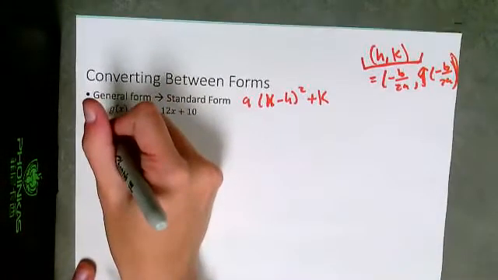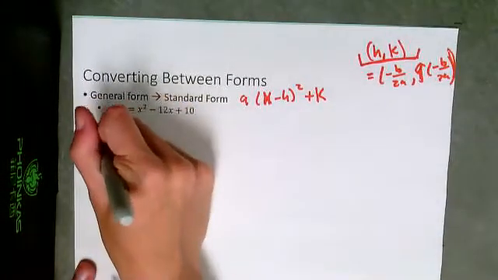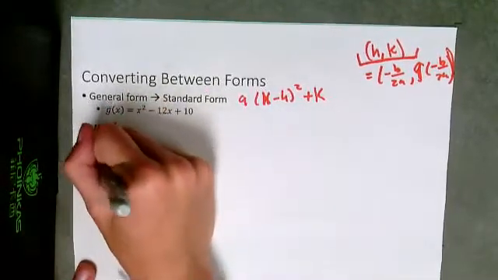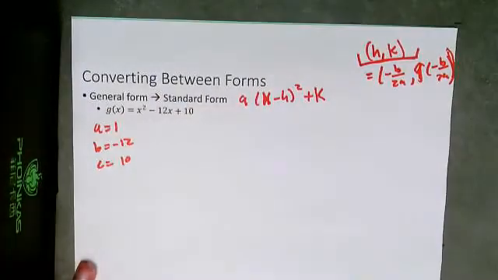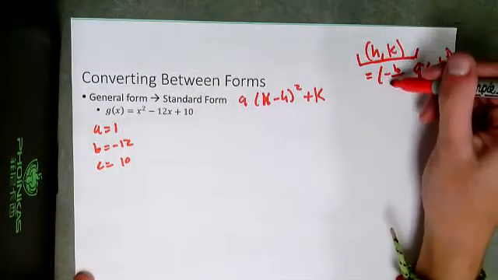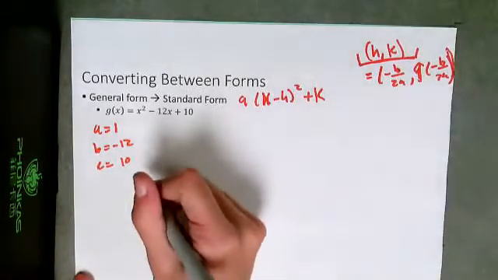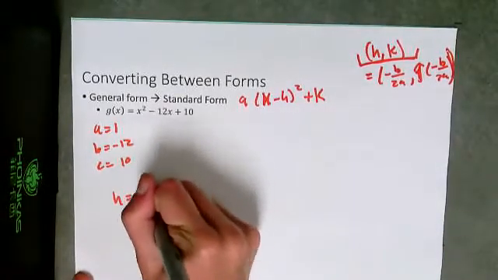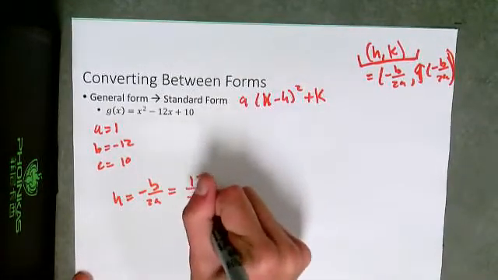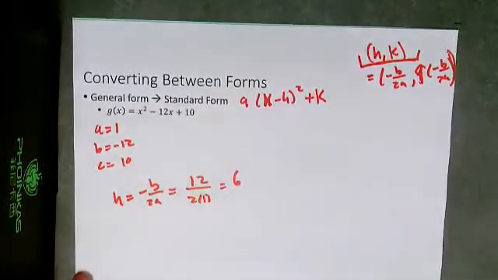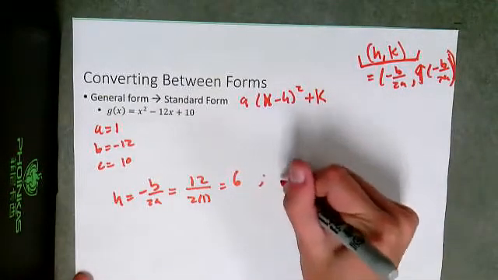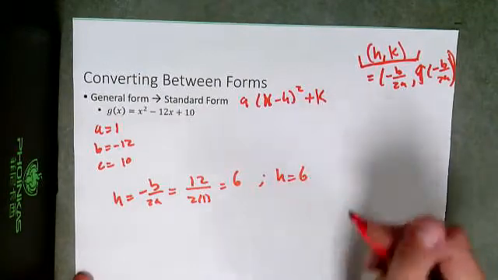Okay? So from this, our function here, from general form, a is equal to 1, b is equal to negative 12, c is equal to 10. So (h, k) is negative b over 2a, comma, that. So h is equal to negative b over 2a, which is 12 over 2 times 1. That's going to be 6. Okay? So h is equal to 6.